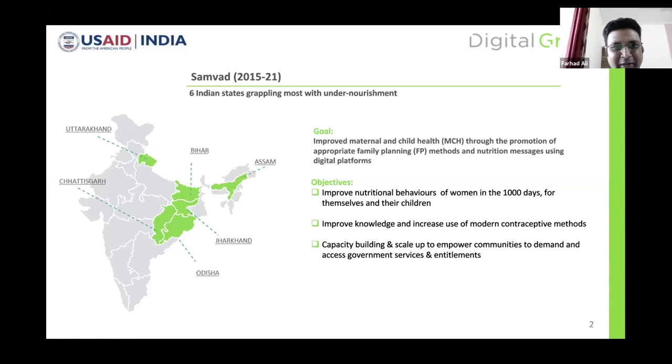So I'll be speaking primarily about the Samvad project and what we are doing under this project. Under the Samvad project, that is operational in six Indian states that are most affected by undernutrition, we are working to improve maternal and child health outcomes by promoting family planning methods and improve nutrition. We do this by using digital platforms and community video approach. We focus the intervention on pregnant women and lactating mothers. The program also works to enhance the skill and knowledge of partner staff to scale up the intervention by institutionalization of community video approach. Next slide, please.